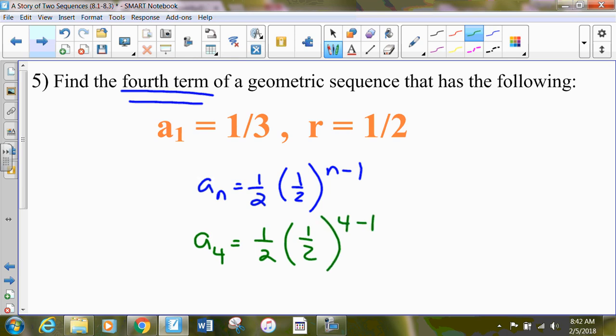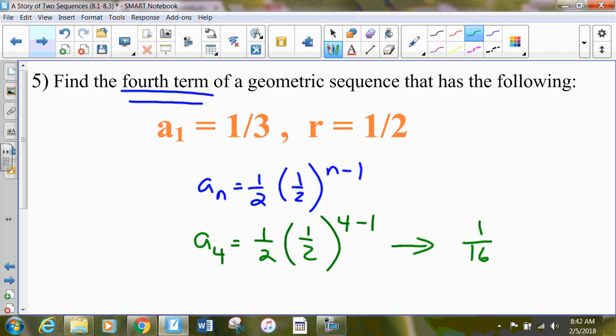So let's see, I could either put this straight into my calculator, or I could say 4 minus 1 is 3. 1/2 times 1/2 times 1/2 is 1/8. 2 times 2 is 4. 4 times 2 is 8. That's true. 1/8 times 1/2 is 1/16. And there we are. I'm trying to catch up with myself.